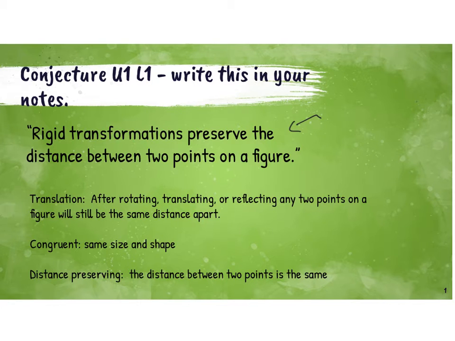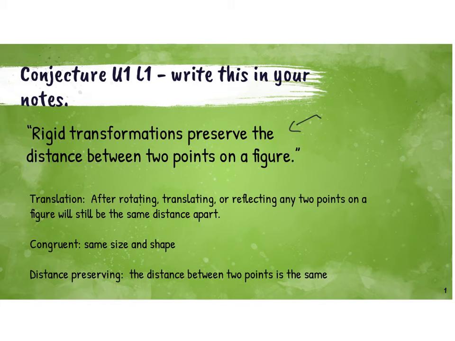Sometimes I'll give you a translation, so kind of easier words that make it simpler and just easier to understand. So what that means is rigid transformations, or after you rotate, translate, or reflect, any 2 points on a figure will still be the same distance apart. That's what the conjecture means.